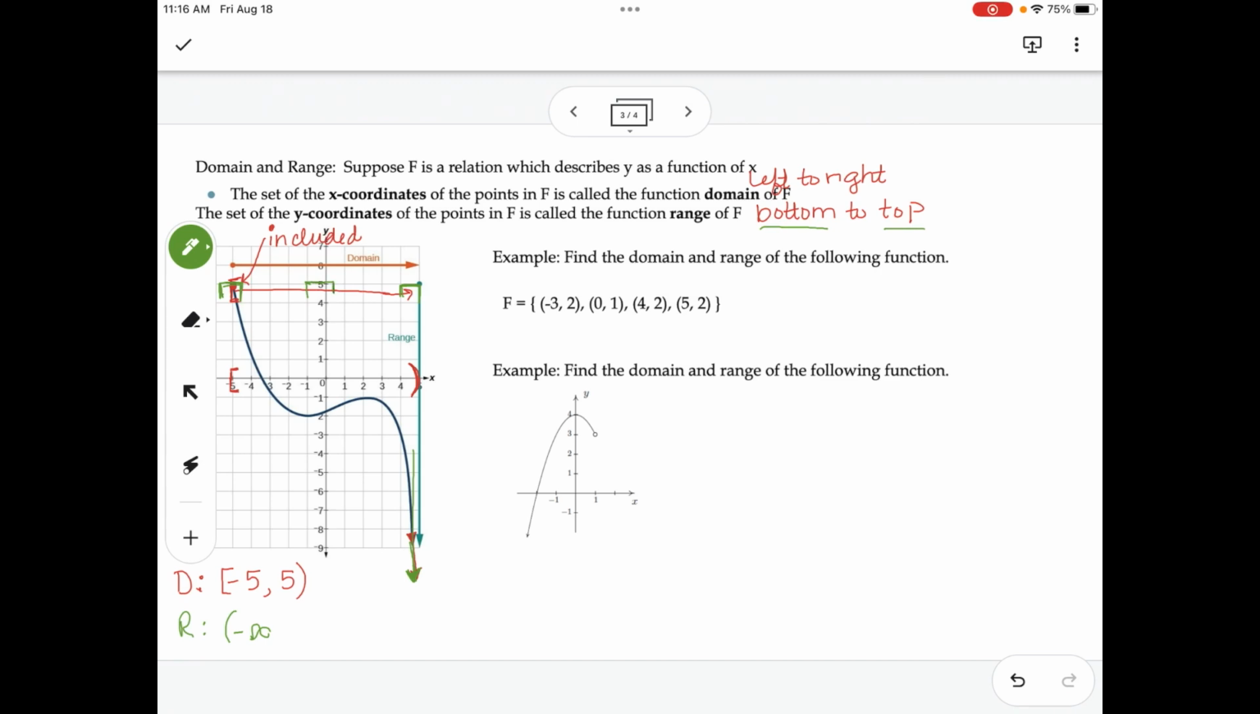So when I'm thinking about my y-axis, my graph is going this way. So I'm going from -infinity, the smallest value, all the way to +5, and because that was a solid point here, that means it is included.